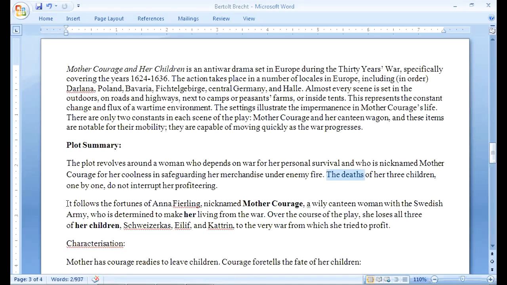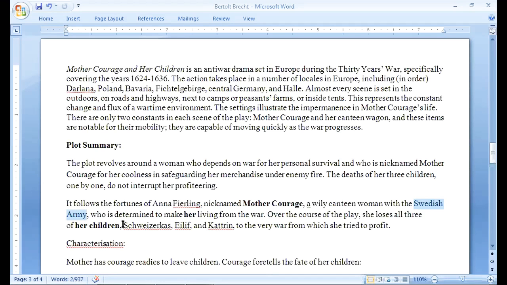Okay, it follows the fortunes of Anna Fierling, nicknamed Mother Courage, a canteen woman with the Swedish army. She is running a kind of canteen in the soldiers' camps, whose dream was to make her living from the war. You can read here about the courage of the play, she loses all three of her children.